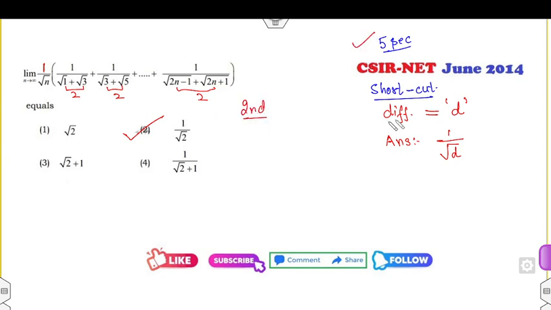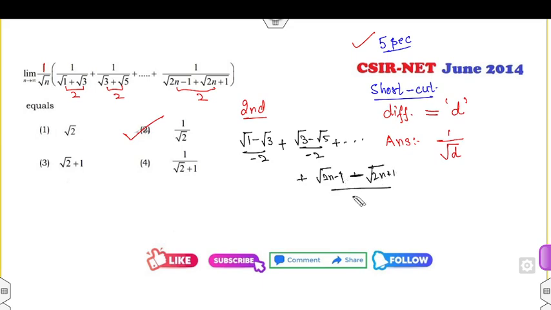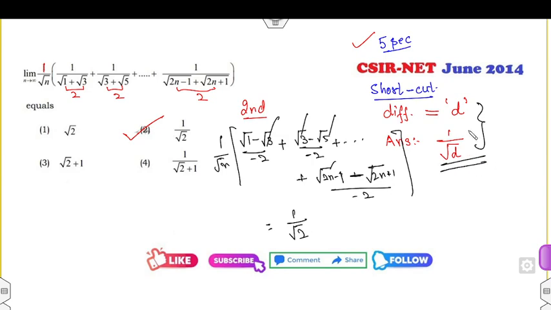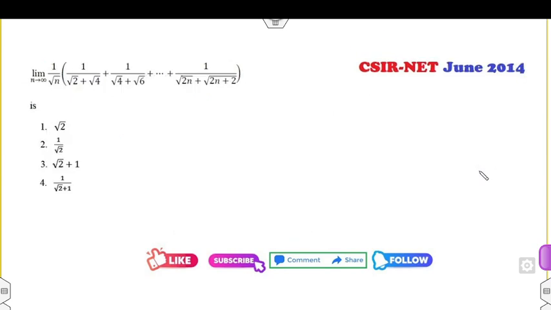The second method is, instead of applying the shortcut trick, you can rationalize them. It will be minus 1 root 3 over minus 2, then plus root 3 minus root 5 over minus 2, and so on. And the last value is 2n minus 1 minus 2n plus 1 over minus 2, and 1 by root n is outside. And you can see root 3, root 5 all are cancelled. And if you solve them, the answer will again be 1 by root 2. But I always suggest you apply my shortcut trick.